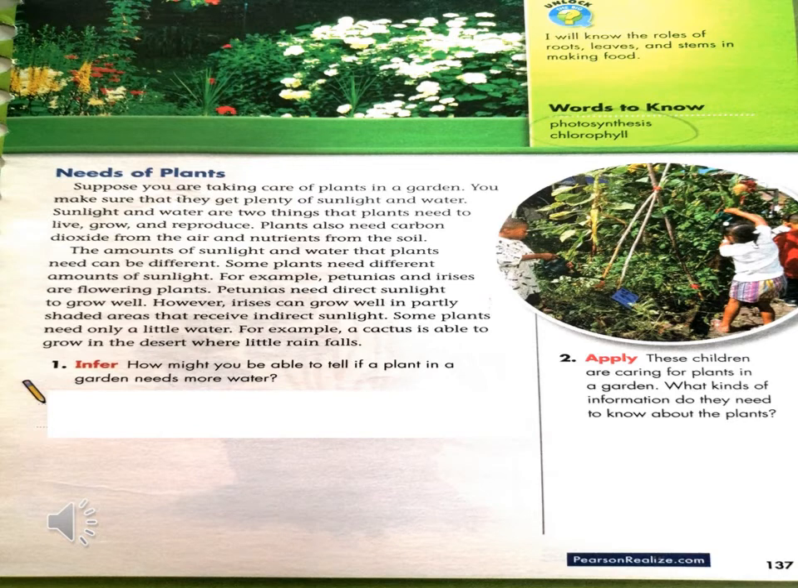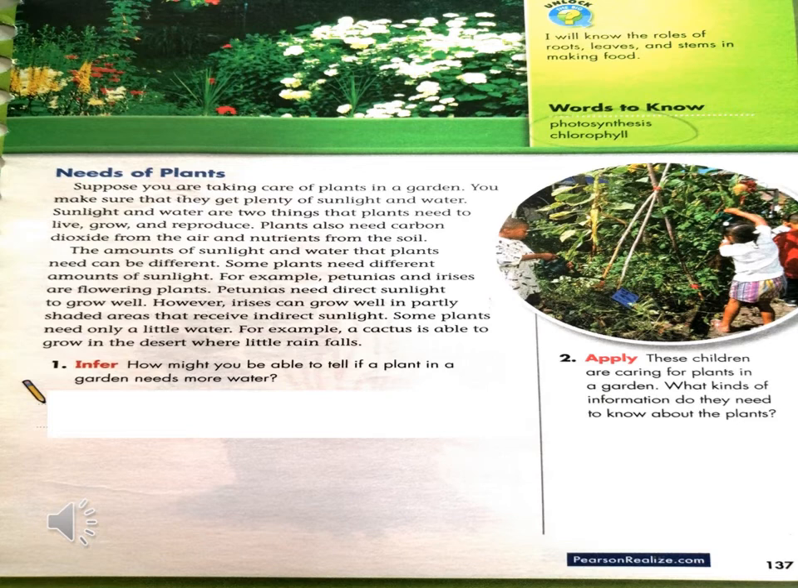Let's now read question number 1. How might you be able to tell if a plant in a garden needs more water? The answer is if its leaves are dry or turning brown. Look at the picture at the right. You can see children taking care of plants and watering them.